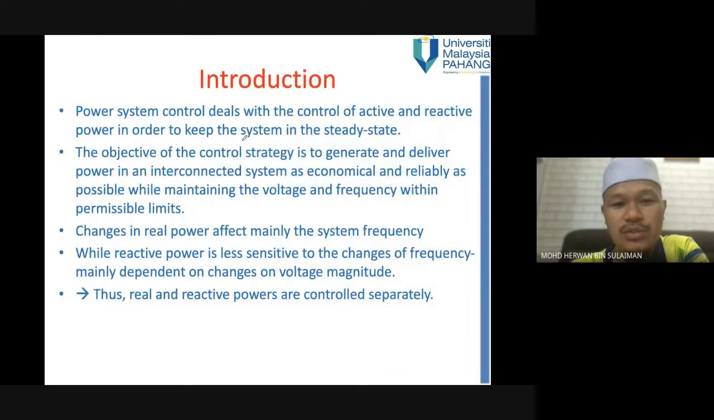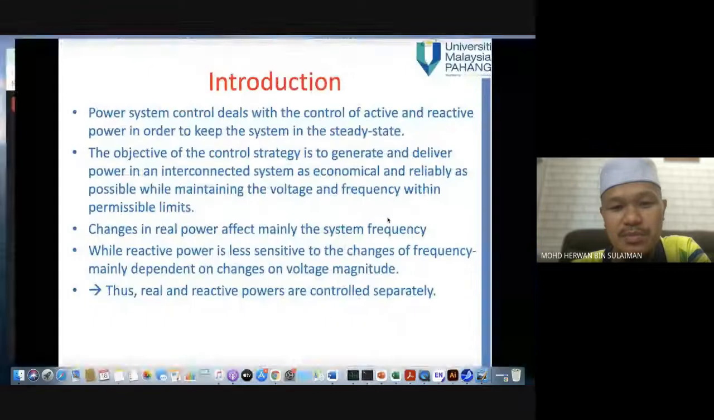The power system control deals with the control of active and reactive power, to keep the system in steady state, meaning that there is no fault happening. The objective of the control strategy is to generate and deliver power to the interconnected system as economically and reliably as possible while maintaining the voltage and frequency. So basically we want to maintain our voltage and frequency within the permissible limits.